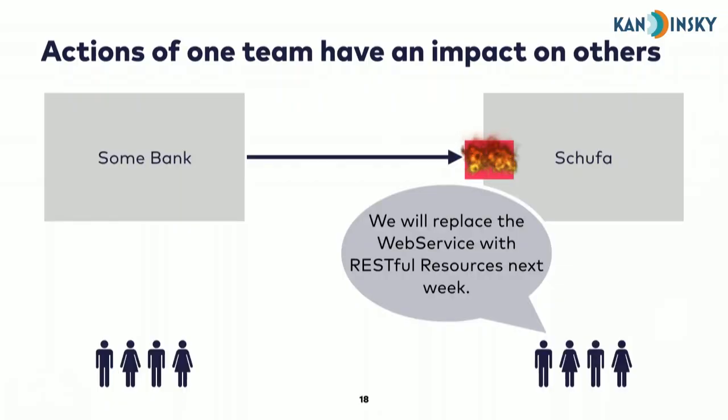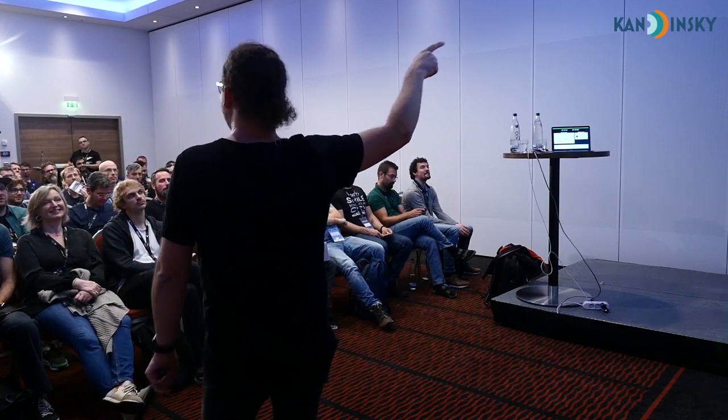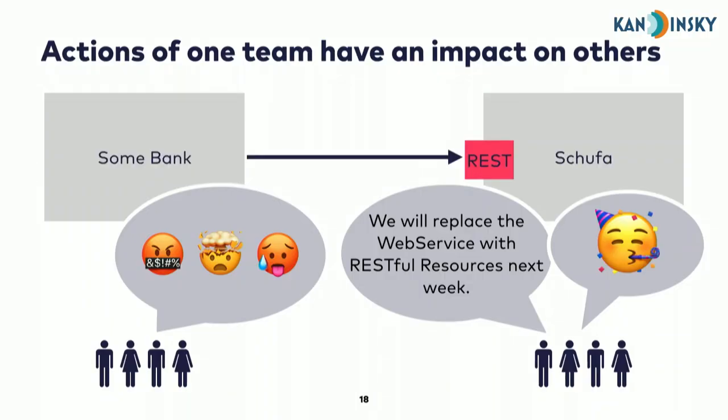The last scenario is that actions of one team can have an impact on other teams. So for instance, the Schufa says, hey, by the way, we will replace the web service that we have with RESTful resources. The amazement of the banks is like that, yeah? It's non-existent. So they can do whatever they want. They can shout around. They have no chance. So basically, their actions have a direct impact on the other teams. And those are scenarios that you can actually address or make explicit with a context map. Most of those politics, of this communication, of those team dynamics, they are invisible. They are implicitly hidden most of the time in an organization. And this is where the context map comes into play.